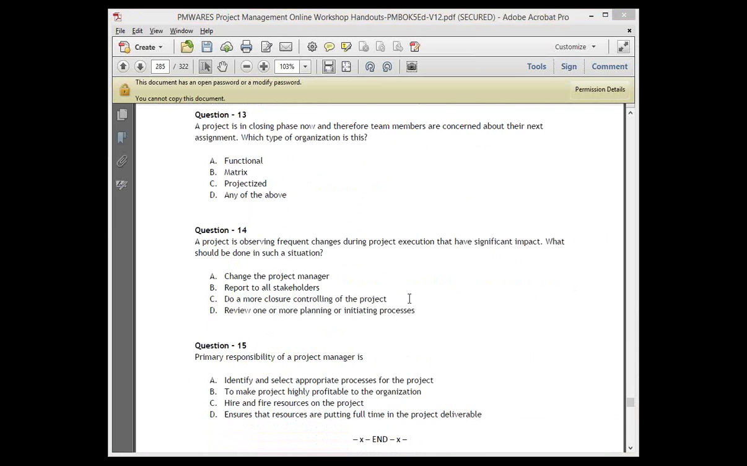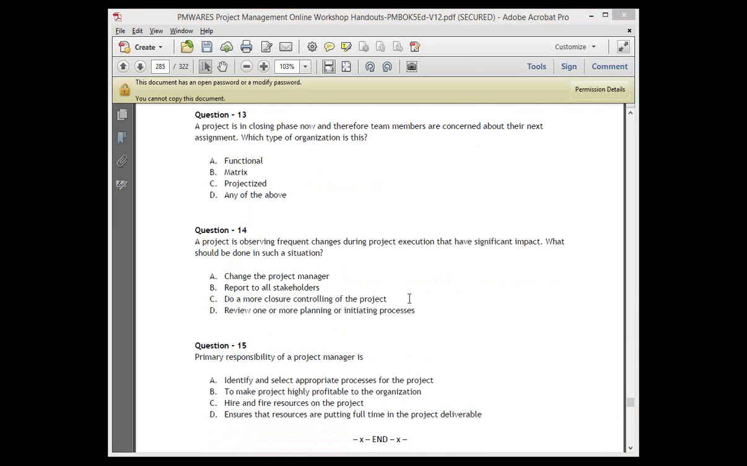The reason behind that is that the project is observing frequent changes during project execution that have significant impact. What should be done in such a situation? In execution, if we are facing frequent changes, that means we haven't done the scoping and the requirements properly. That is the planning part. If we have done our planning well, we may not be facing frequent changes in the execution. So a problem in execution normally gives us an indication that our planning is not so good. So we need to go back to the planning part and see whether we can do a little better, at least for the future.